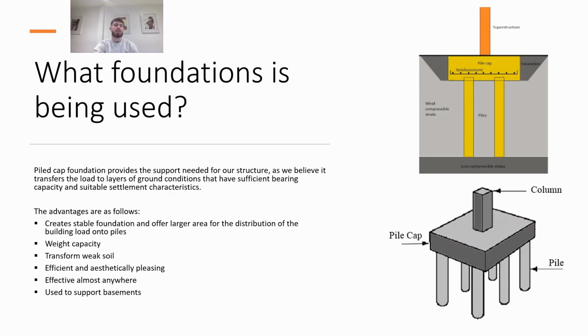Finally, I wanted to speak about what foundation is being used, which is a pile cap foundation, which provides the support needed for our structure, as it transfers the load to layers of ground conditions that have sufficient bearing capacity and suitable settlement characteristics. Some of the advantages are as follows. It creates a stable foundation and offers a larger area for the distribution of the building load onto piles. Good weight capacity. It transforms weak soil. It is efficient and aesthetically pleasing. It is effective almost anywhere and is used to support basements, which is why we think it is a good foundation to be used in the basement.